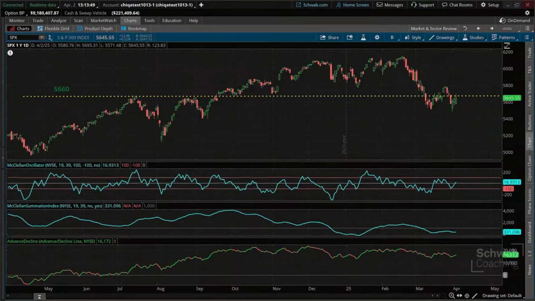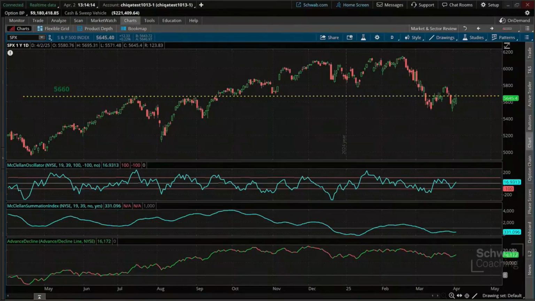All right. Flattening out still in terms of the summation index, taking a longer perspective view. That's a positive. We're not just heading down right now. We could actually be on the verge of reversing to the upside. So keep that in mind. I would say a couple of positives. It's kind of positive to neutral here on the McClellan summation.